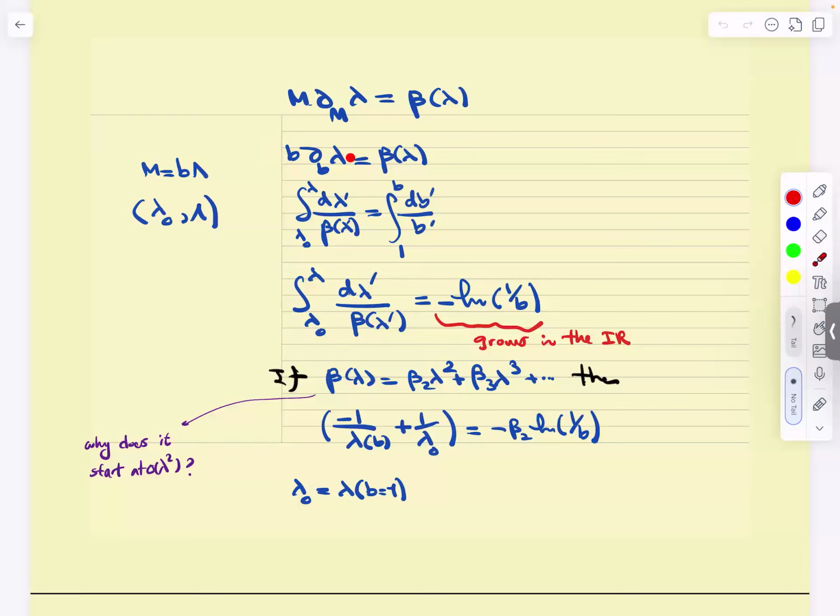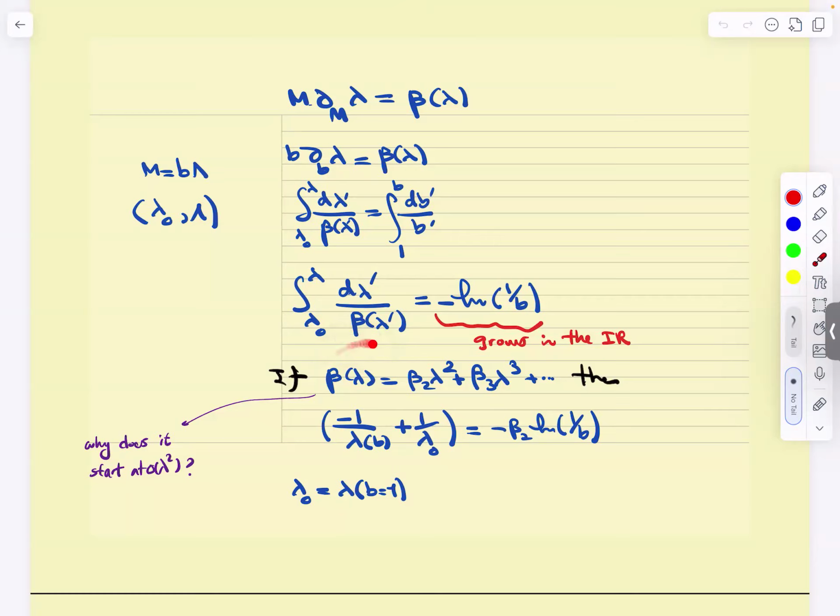So this is b ∂/∂b of λ, and you could integrate from both sides this way. What you obtain is that the integral of dλ over β(λ), from λ₀ to λ, is minus log of 1 over b. This tells you how the coupling runs in the IR. If beta is negative, then as you go towards the IR, the coupling will grow.